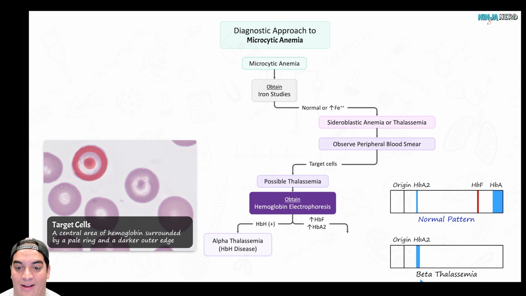A thicker band on the hemoglobin A2, a thicker band on the hemoglobin F, and a very, very tiny band for hemoglobin A. That's what would suggest beta thalassemia major, all right? Or really any kind of beta thalassemia, preferably. That's going to be the key diagnostic clue, all right?